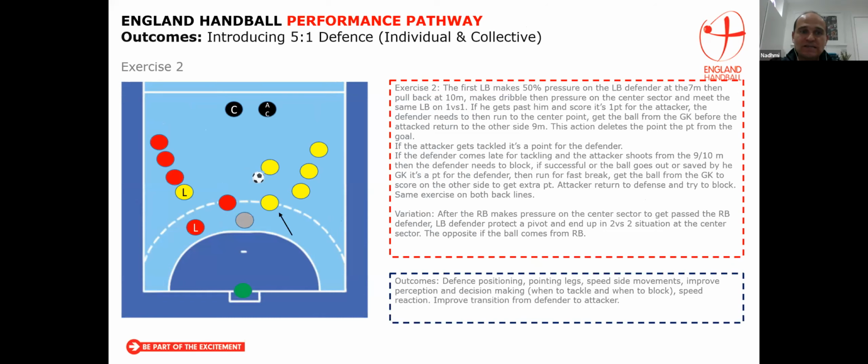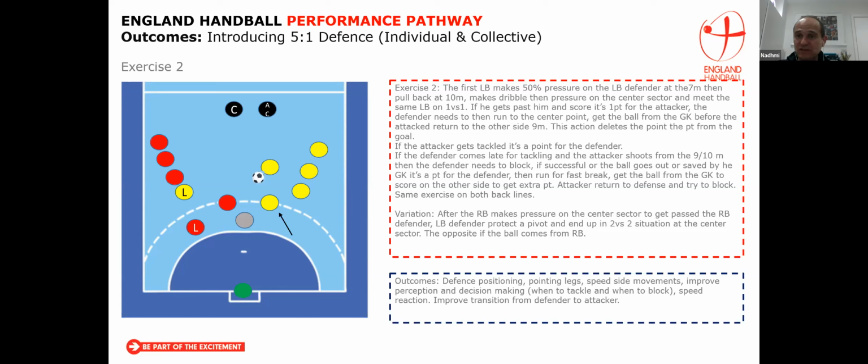So the next slide. Two lines of back players. So this is the variation. The board now shows the variation, but the first one: 2 lines of back players with 2 defenders in front of them. Let's say we start with the left back. The left back makes 50% pressure on the defender, just for the defender to be ready, pointing legs, defense positioning, then drops back and then attacks the center sector.